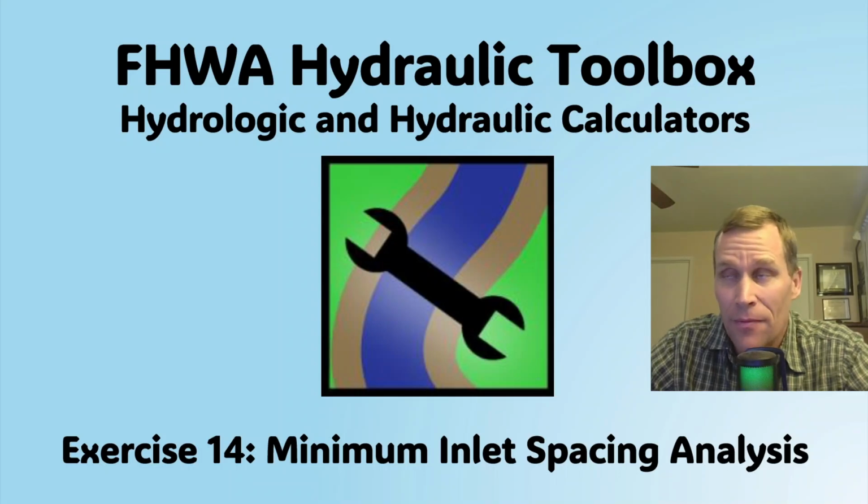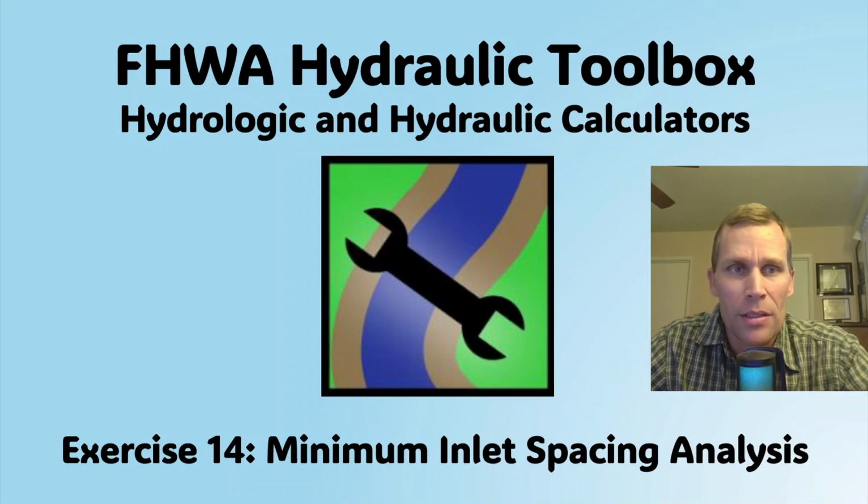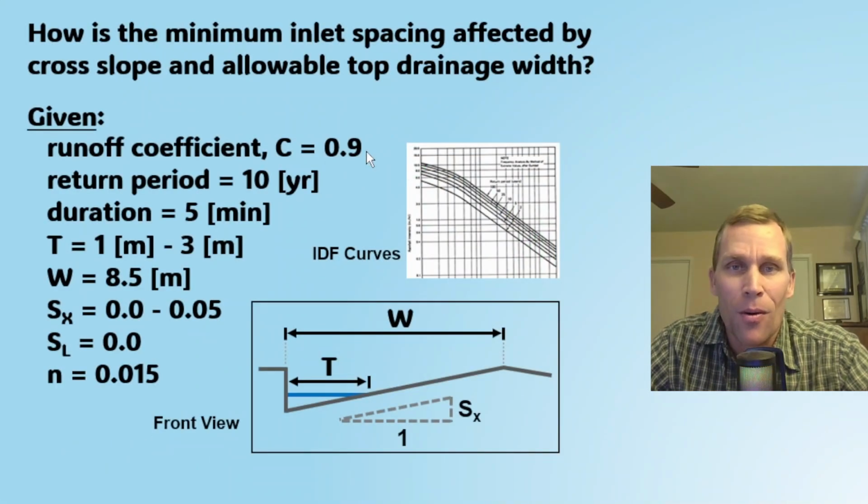This exercise I have titled Minimum Inlet Spacing Analysis. What we're going to be doing is looking at the minimum spacing between inlets on a horizontal or completely flat roadway and answer this question. How is the minimum inlet spacing affected by the cross slope and by the allowable top drainage width?